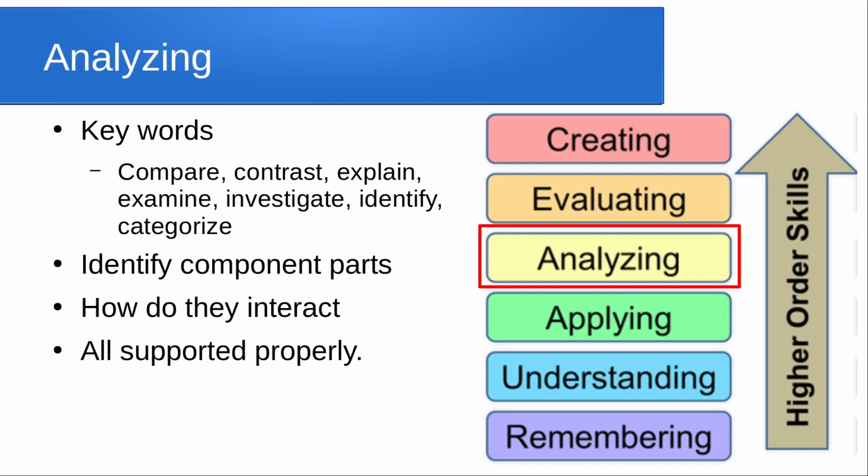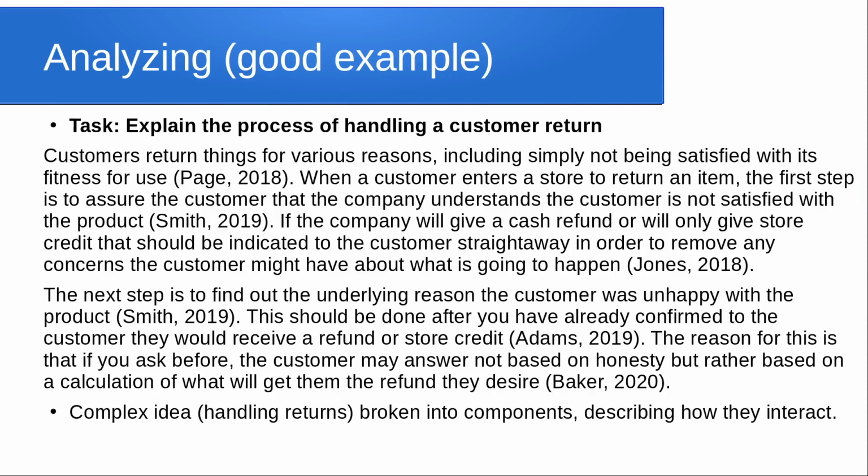So when you identify the component parts, how do you know those are the component parts? You need to get that information from literature, not just because you think so. How do the component parts interact? You need evidence that those interactions are true, and that needs to be supported by literature. This is why when we start getting into analysis, you need to use a lot of references in your work to support your points. Here's an example.